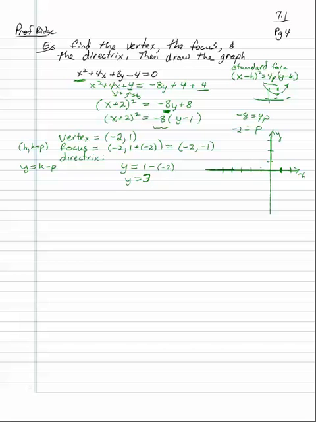Okay, so the vertex is (-2, 1). The absolute value of p is 2, and p is negative 2, so here's the focus. And the directrix, you go 2 units the other direction. That's y = 3.